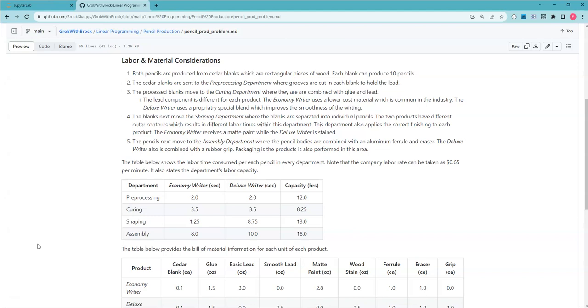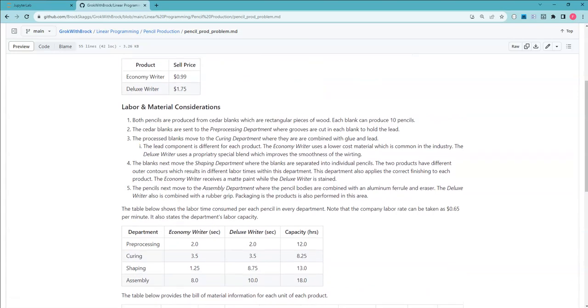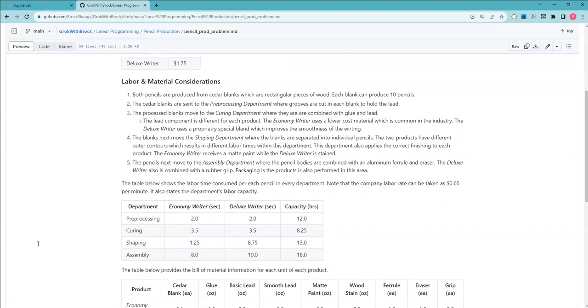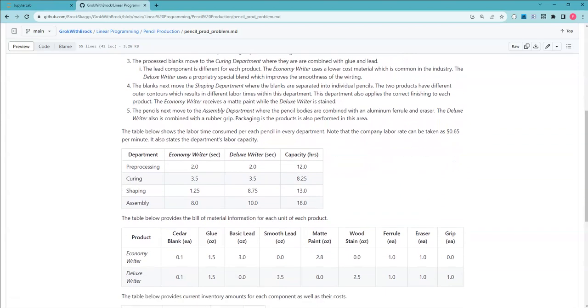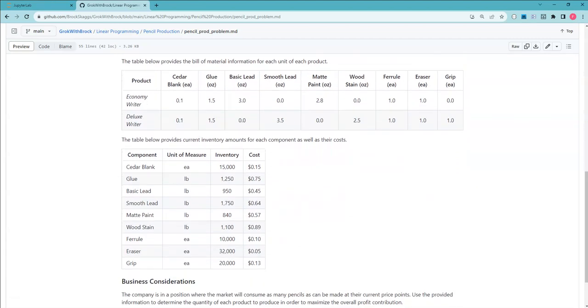Also we need to recognize there is a cost for this labor, and that's right here. You can see it, 65 cents per minute will be the shop labor rate. Obviously, when we talk about maximizing the profit, we have to realize we're going to have a source of revenue by selling these at these two prices, but then we're going to have labor cost associated with this 65 cents per minute, and we're also going to have material costs. That's what we're coming to down here.